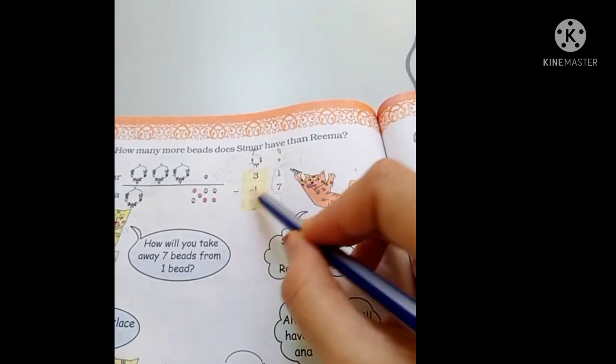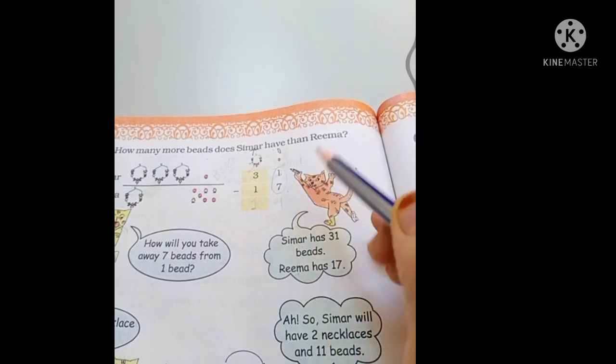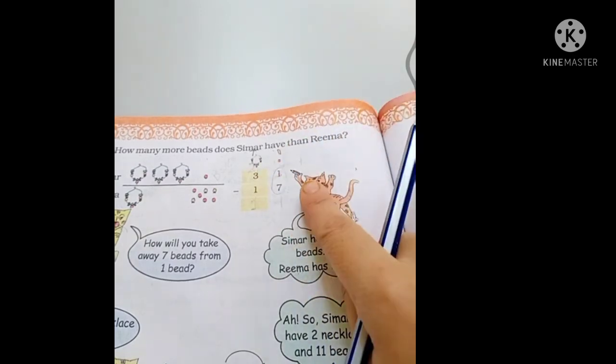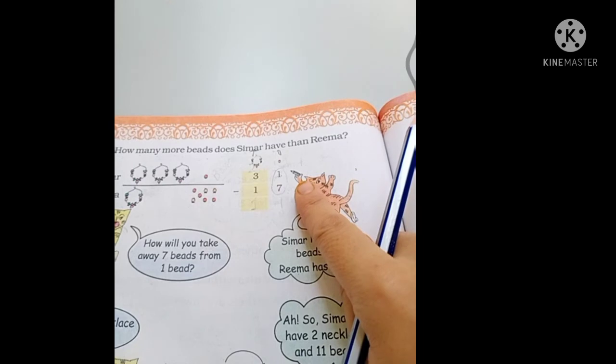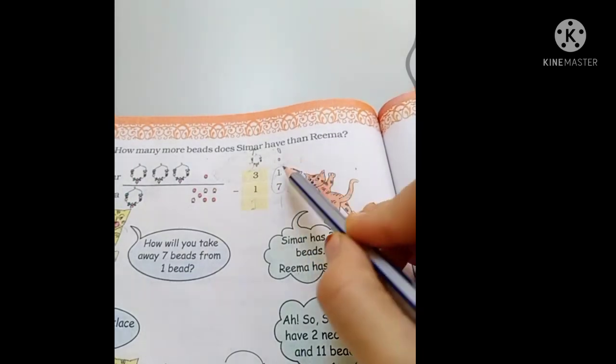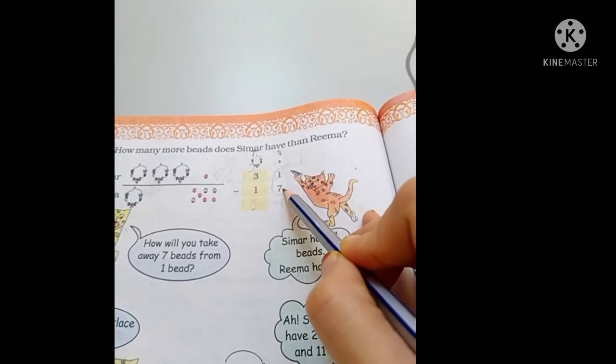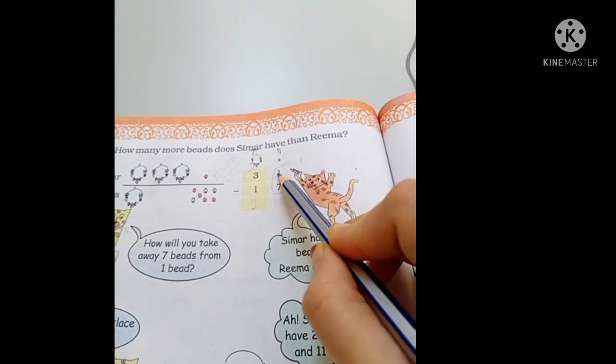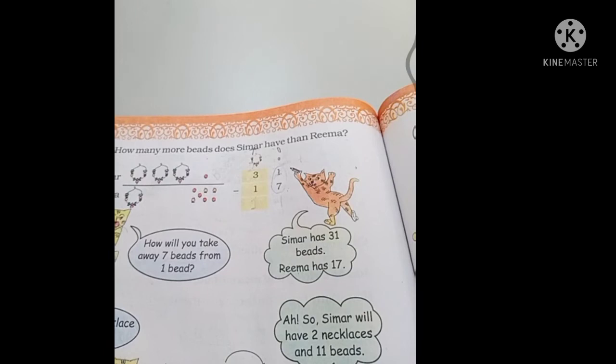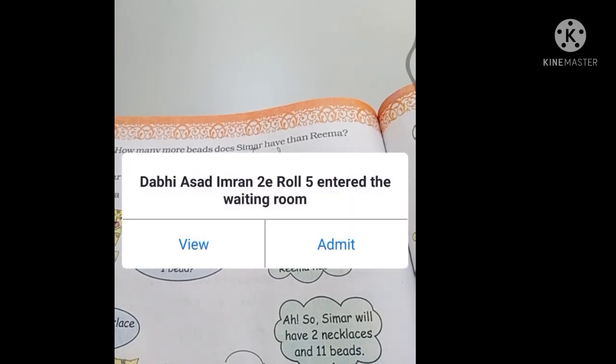From the 1 we have to subtract 7. So students, is it possible to subtract 7 from the 1? Can we subtract 7 from the number 1? No. Why? Because 1 is a smaller number than 7. Right? 1 is the smaller number. Now what to do? So what will we do now students? So students, for example, if you are in the school, right?